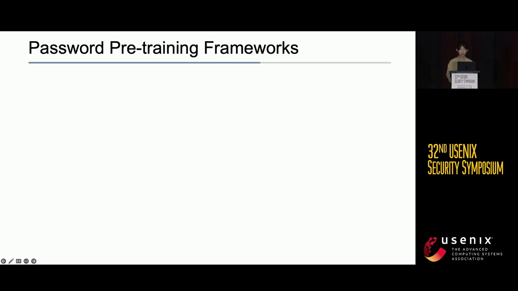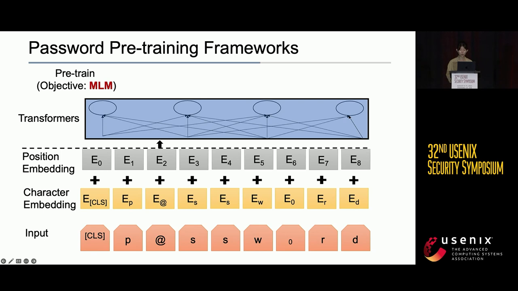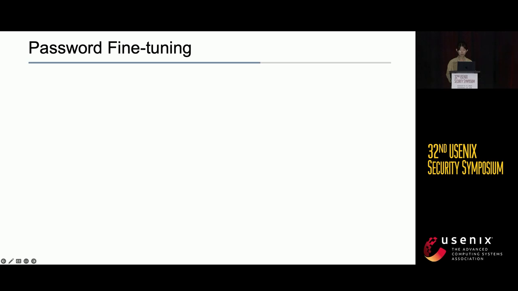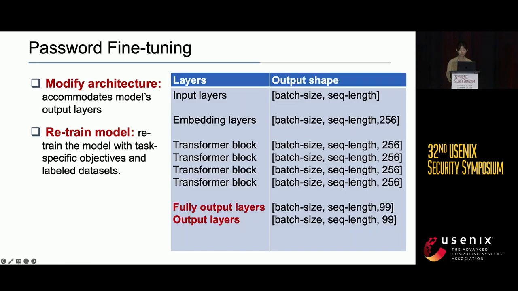Then we start to introduce our pre-trained guessing framework, PassBERT, including password pre-training and fine-tuning. Unlike BERT, which typically tokenizes a text at the token level using mainly words, we tokenize a password by characters and consider the sum of a character and position embedding as the final input embeddings. Then we pre-train the model using only the masked language modeling objective. Finally, we can tailor the pre-trained parameters to specific attack models. To fine-tune the pre-trained model, we should modify the model architecture and retrain the model. As shown in the model architecture, we mainly modify the last two layers to fit specific data sets. Note that after model retraining, all parameters are changed.